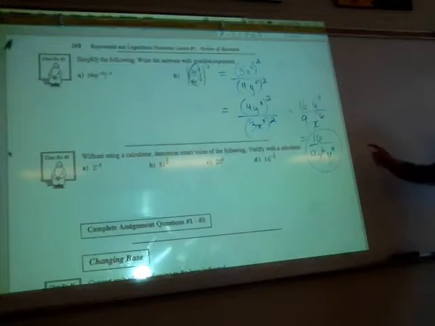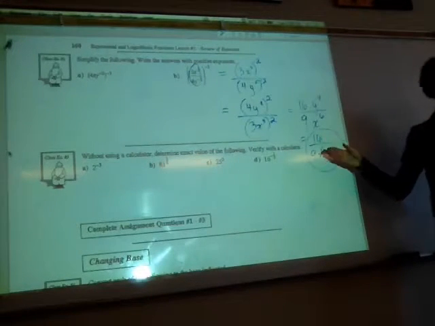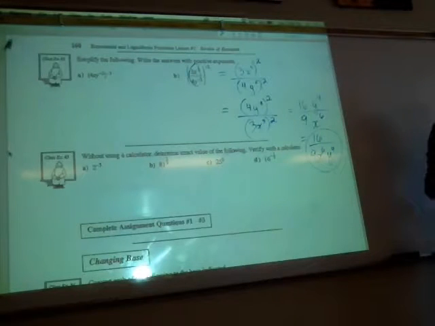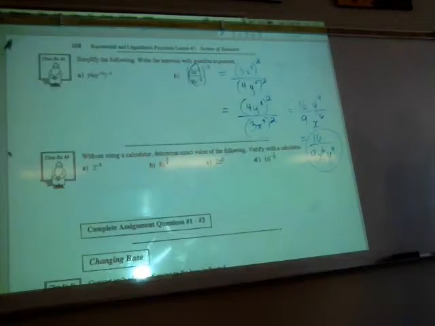If and when possible, if you can reduce your fraction, put that to lowest terms. In this case, can we reduce 16 over 9? Yes. What can you take out? It looks like you would be able to, but you can't. So 16 over 9 is as low as it can go.